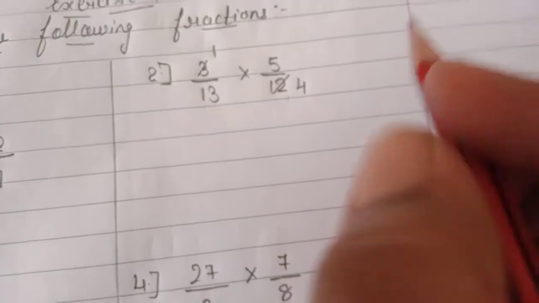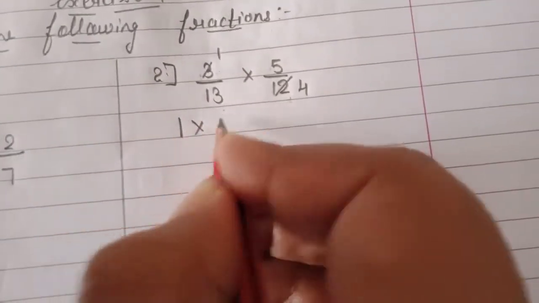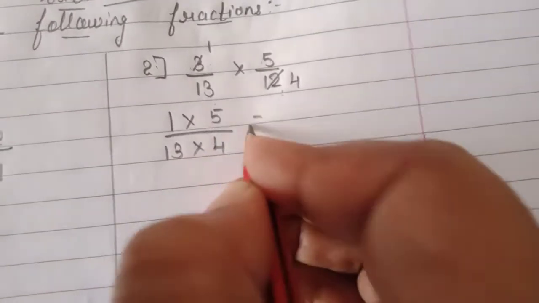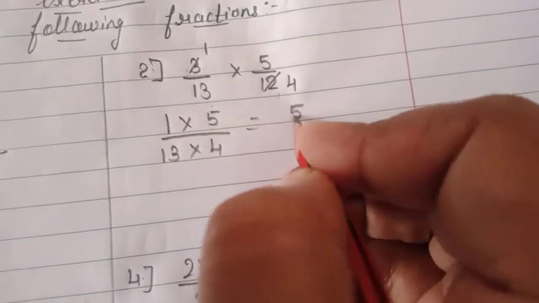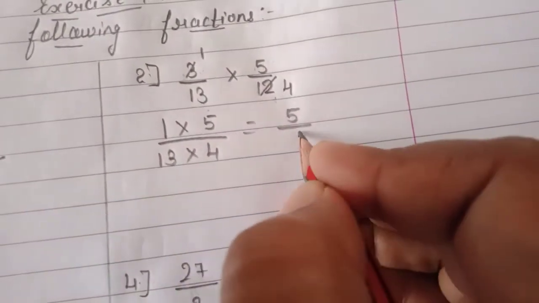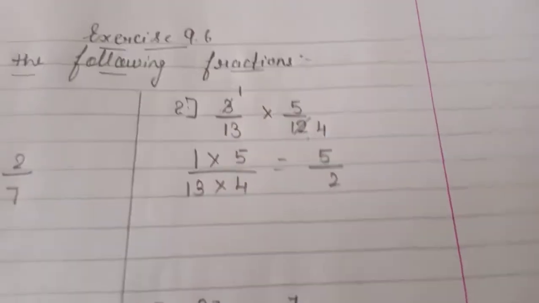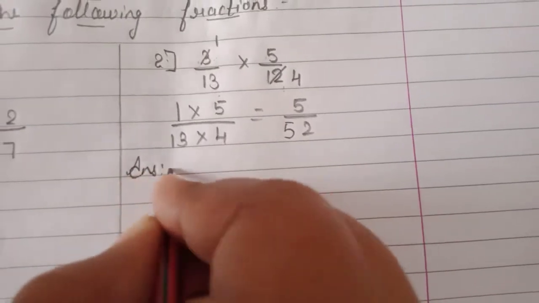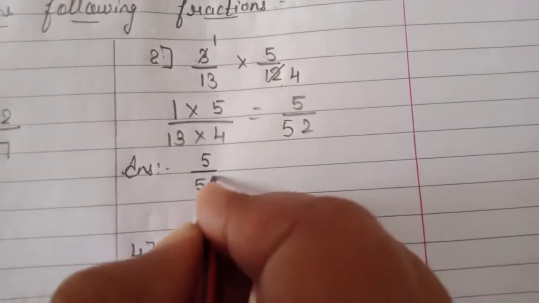So now we will multiply. We will write 1 multiplied by 5 upon 13 multiplied by 4. So 1 fives are 5, then 13 fours are 52. So our answer is 5 upon 52.